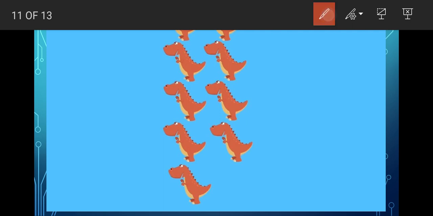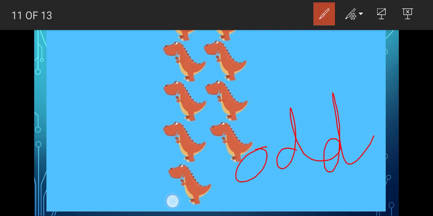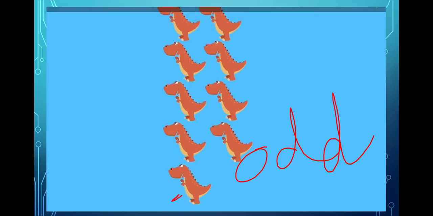Now this is another group of dinosaurs. See how many? All are having pairs. This dinosaur's friend is this one, this one, this one. All are with a friend. But in the last, one dinosaur is there without a friend. That means it is what number? It is an odd number. That means these dinosaurs cannot be paired. So it is an odd number.